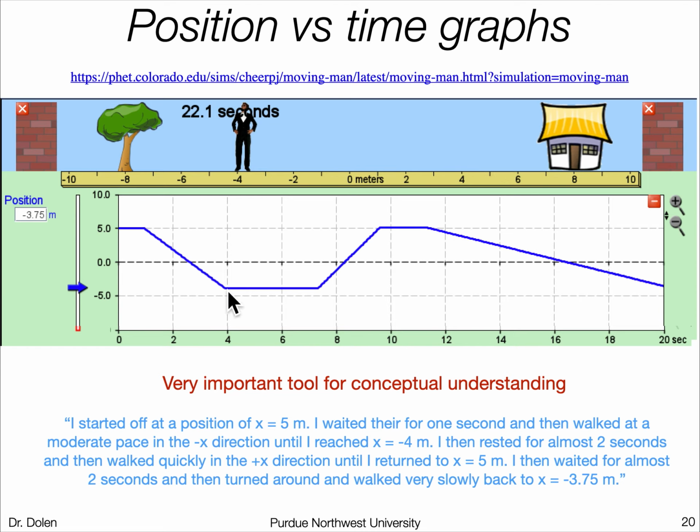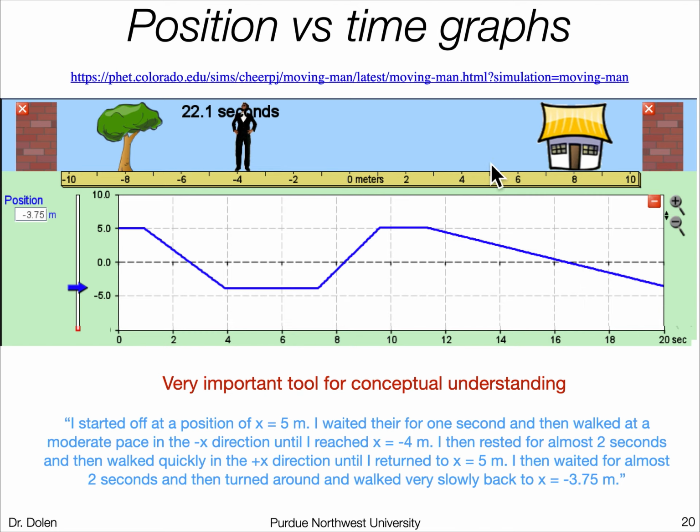I then just stayed at x equals -4 for almost 2 seconds. That's what's happening here. I'm just not moving. And then at this moment in time, I started moving in the plus x direction. You can see that my position is getting closer and closer to 0. I'm passing 0 and then moving away from 0, so that's motion to the right in the plus x direction. I get back to x equals 5 meters. I stop for a second or two, and then I start moving backwards again. My position gets smaller and smaller, goes to 0, and then gets more and more negative.